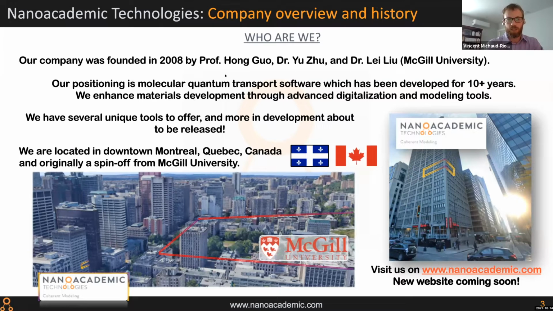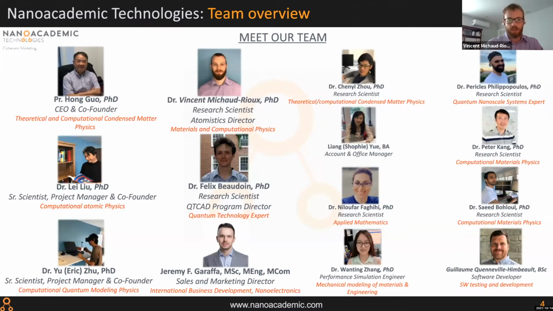Nanoacademic Technologies was founded in 2008 by Professor Grutter and two other co-researchers, and we're located in Montreal, in Quebec, Canada, just by McGill University across the corner. And so, as you will see, what I will present is a research collaboration done in the physics department. This is a brief overview of our team. We're basically a bunch of physicists plus a couple of software developers, and we recently hired a sales and marketing director who's attending.